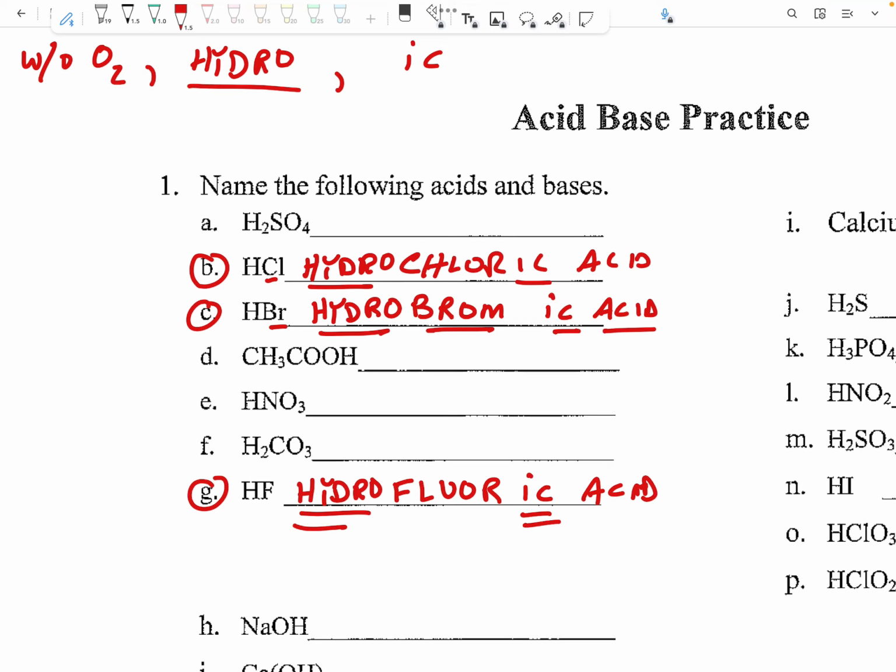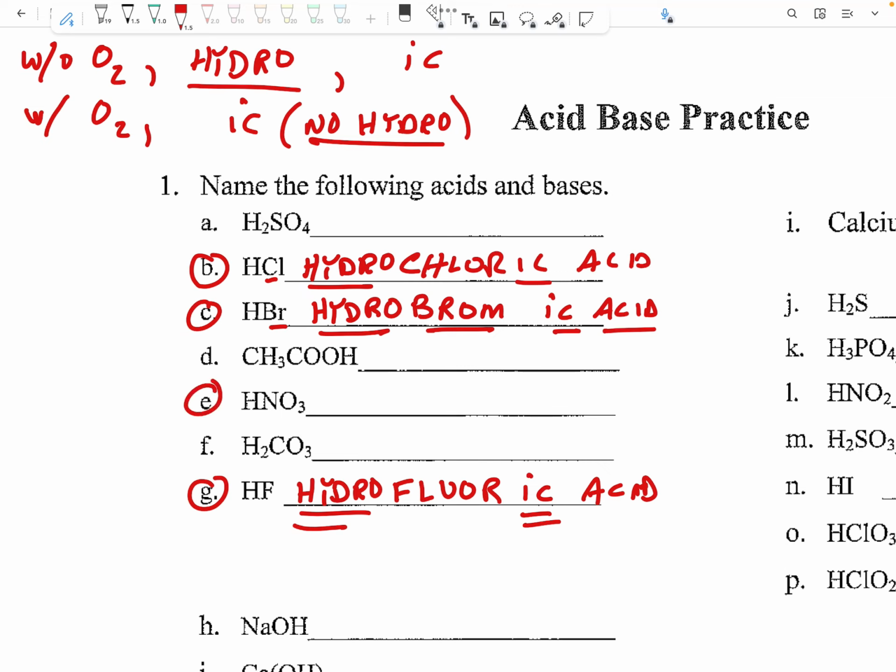Now, if you do have one with oxygen, then you're going to just add the IC on the end. And we do not use the hydro. So there's no hydro in the beginning for the ones that have oxygen.